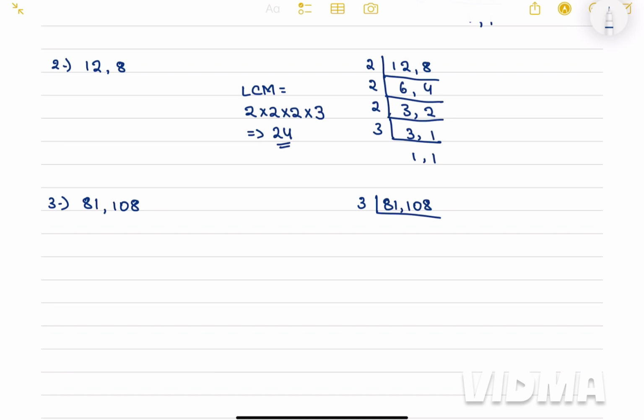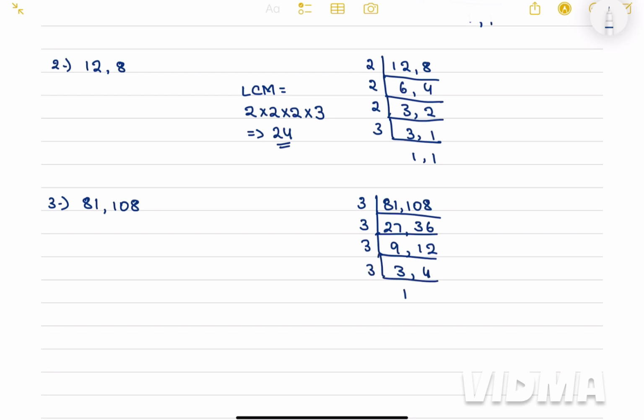3. So here it's divisible by 3. We directly take 3. We do not need to take 2. We can't take 2 because 81 is an odd number. 27. Then we have 36. Again it's divisible by 3. Take 3 again. 9. 12. You can take 3 again. 3 and then 4. You take 3 once more.